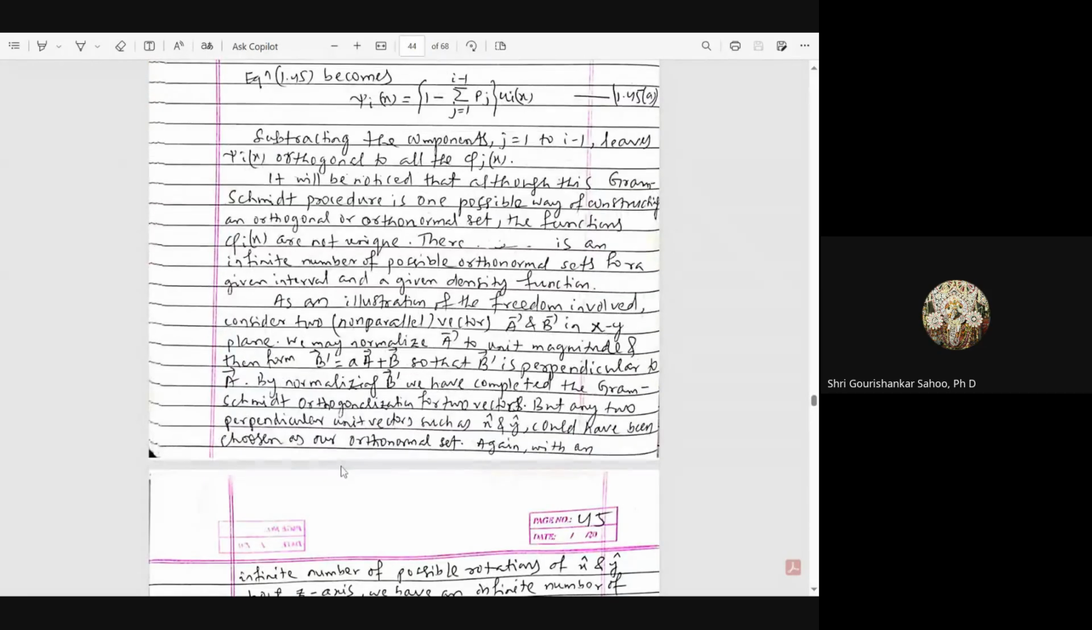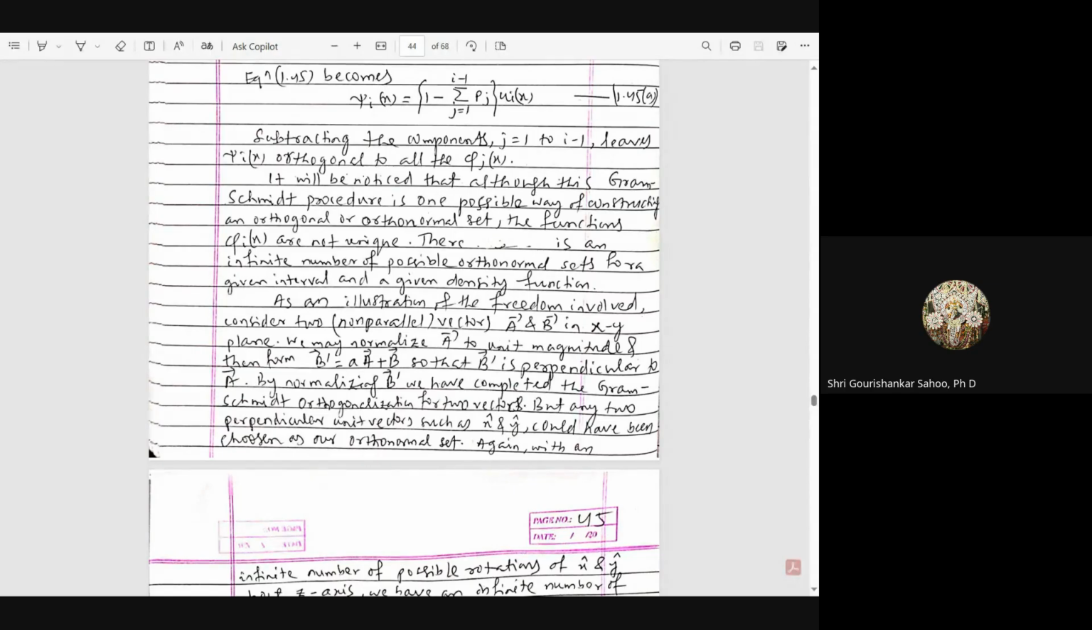So subtracting the components j equal to 1 to i minus 1 leaves psi_i orthogonal to all the phi_j. It will be noticed that although this Gram-Schmidt procedure is one possible way of constructing an orthogonal or orthonormal set, the functions phi_i are not unique. There is an infinite number of possible orthonormal sets for a given interval and a given density function.